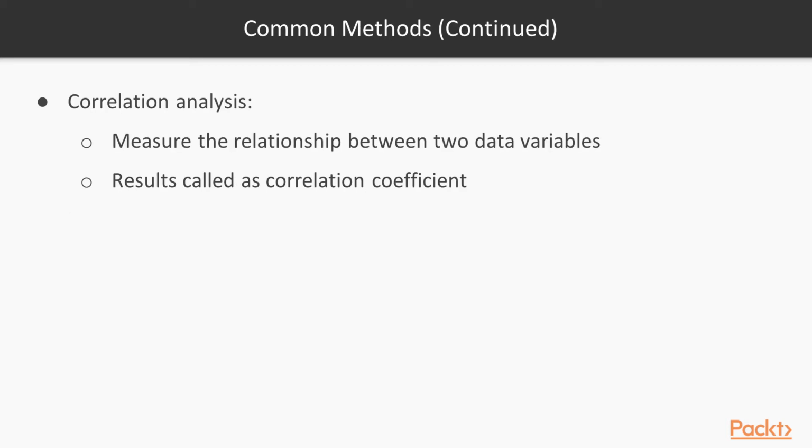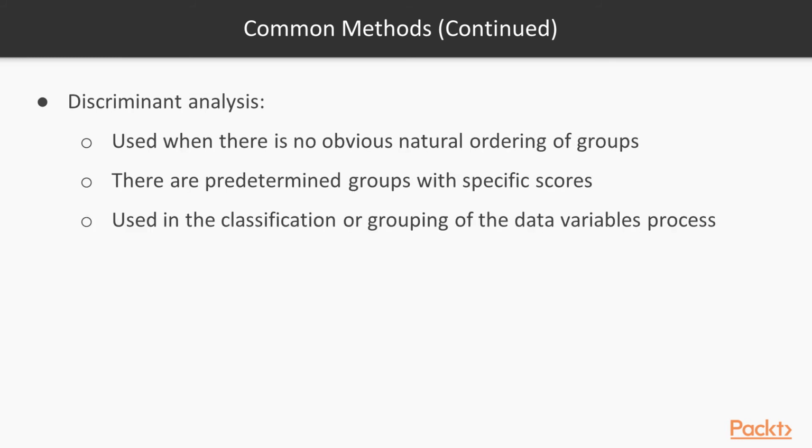Now we will look at correlation analysis. Correlation analysis is a method where we measure the relationship between two data variables. This results in something called a correlation coefficient. Discriminant analysis is the next one. Discriminant analysis is used when there is no obvious natural ordering of groups to determine if a data variable is a member. With this method, there are predetermined groups with specific scores or measures that are used in the classification or grouping of the data variables process.